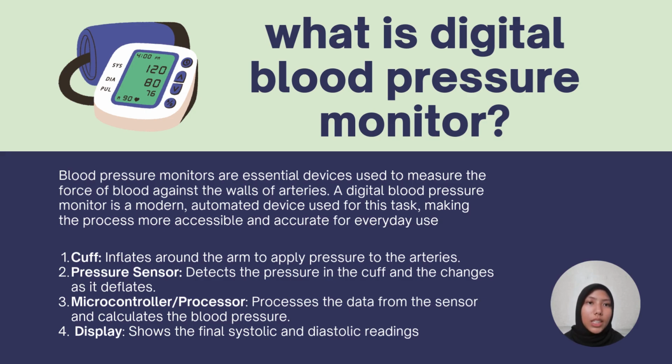which is used to inflate around the arm to apply pressure to the arteries, and the second one is the pressure sensor, which is used to detect the pressure in the cuff and the change as it deflates, and the third one is the microcontroller or the processor, which is used to process the data from the sensor and calculate the blood pressure. And the last one is the display, which is used to show the final systolic and diastolic reading.